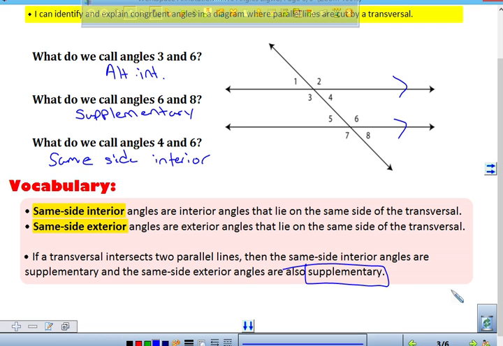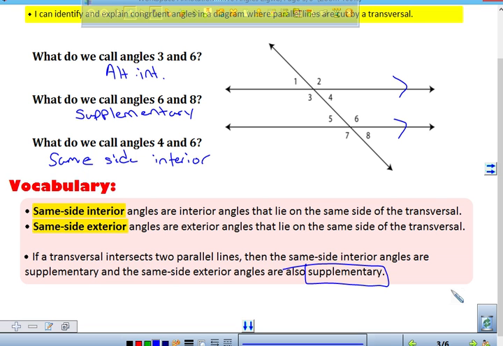How about look at 2 and 8. Angle 2 and angle 8. What do you think we might call those? Okay, they're on the same side. They're both on the right, and they're both on the exterior. Together, they might be what? They're going to make 180, so they are also supplementary. So both same side interior and same side exterior are supplementary when these two lines are parallel.